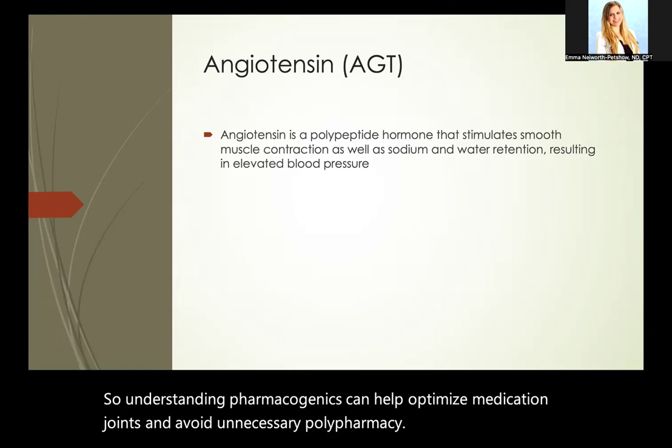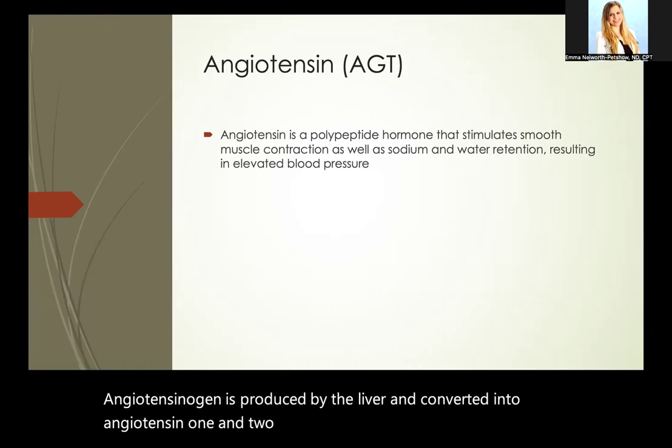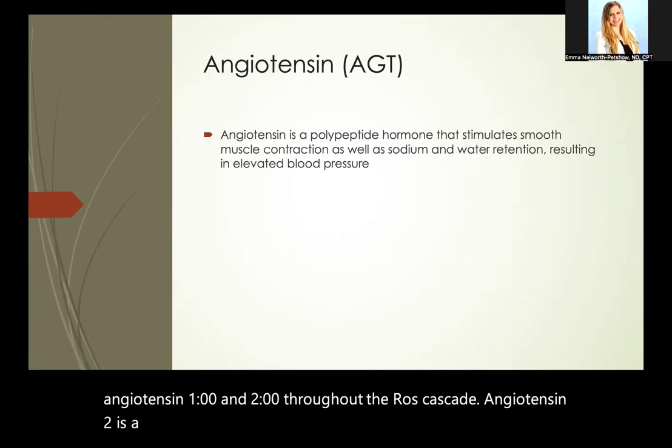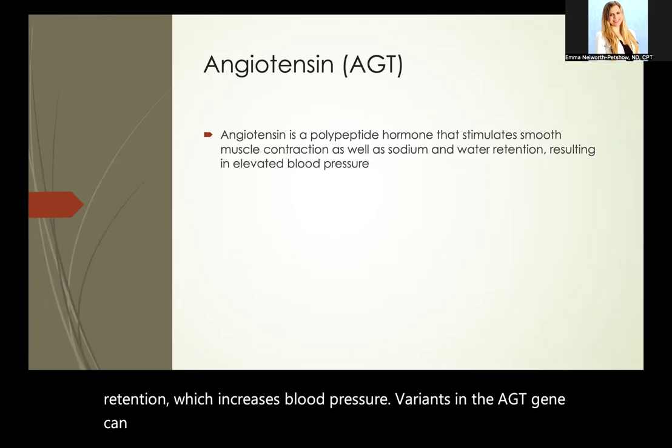Angiotensinogen is produced by the liver and converted into angiotensin 1 and 2 throughout the RAS cascade. Angiotensin 2 is a potent vasoconstrictor and promotes sodium and water retention, which increases blood pressure. Variants in the AGT gene can increase angiotensinogen production, pushing the system towards chronic hypertension.